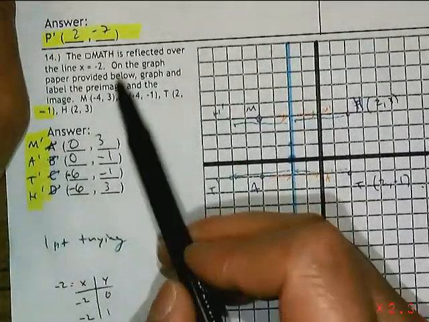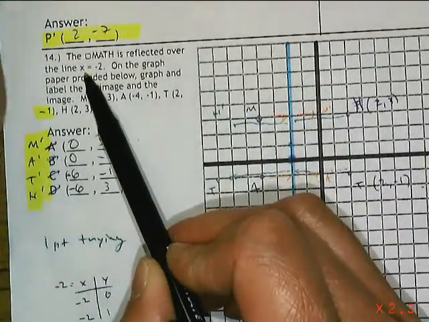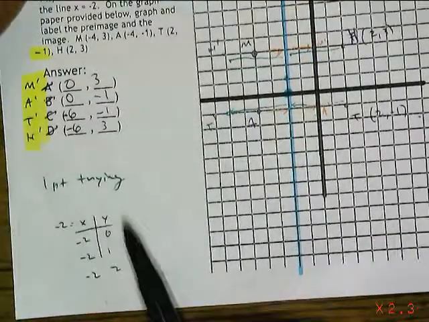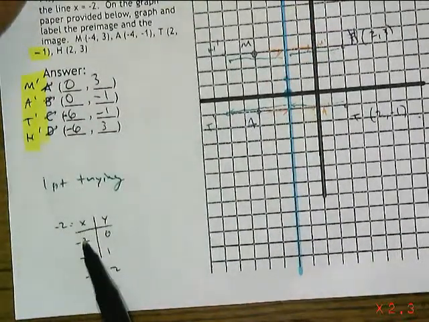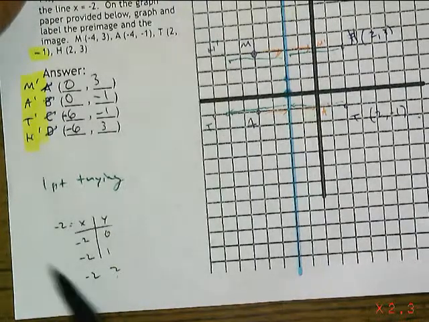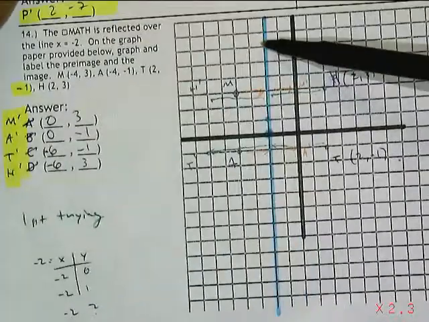Okay. The next thing I need to do is reflect it over x equals -2. Remember, just make a table of values, and all your x values are going to be -2. You don't have any y values, so make them up. When you graph this table, you get the blue line here where x is -2.